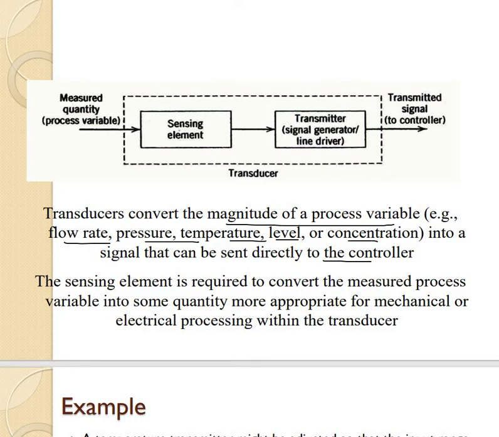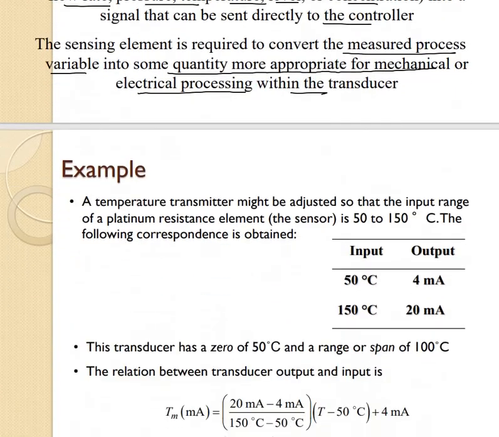At first the sensor detects all of these variables, and then the transmitter is used to transform the physical signal into an electrical signal. This electrical signal will be sent to the controller. This electrical signal is readable by the controller. The sensing element is required to convert the measured process variable into some quantity more appropriate for mechanical or electrical processing within the transducer. Okay, now let's have a look at the example.